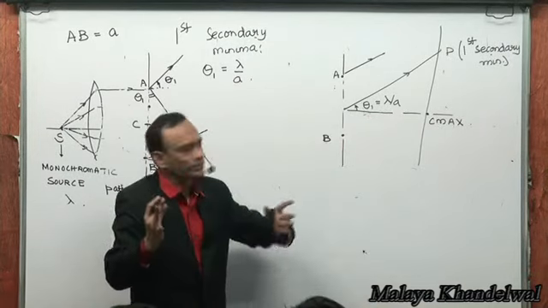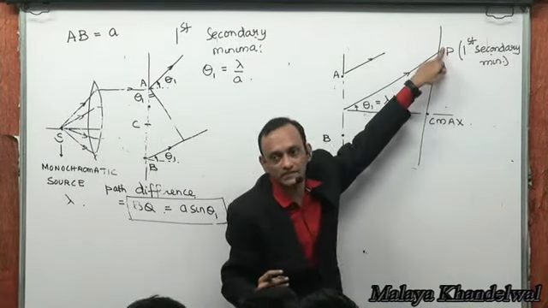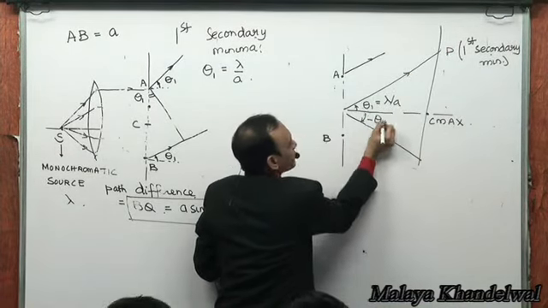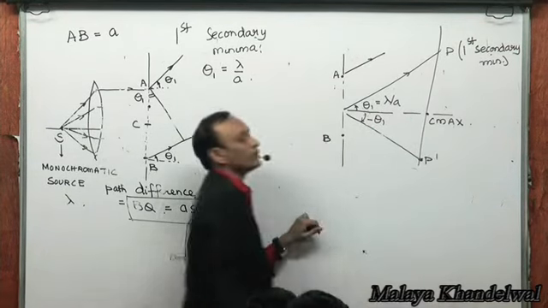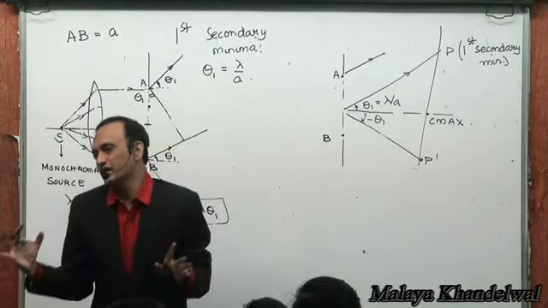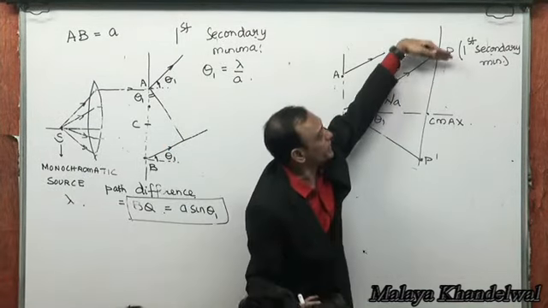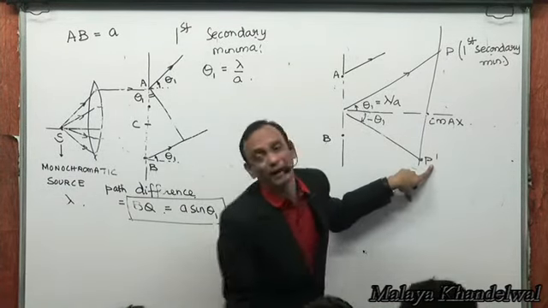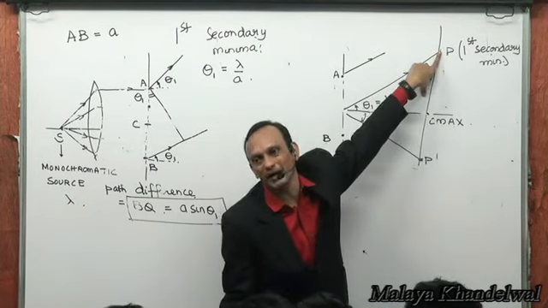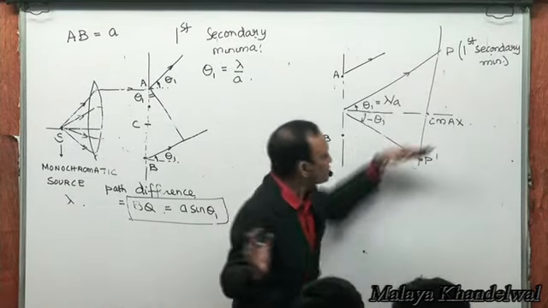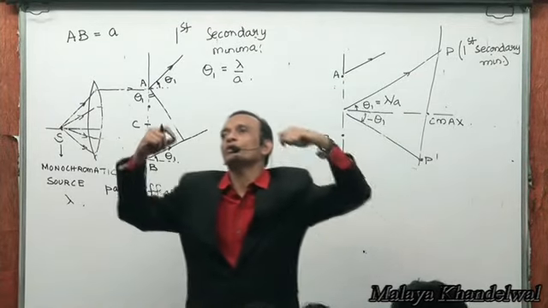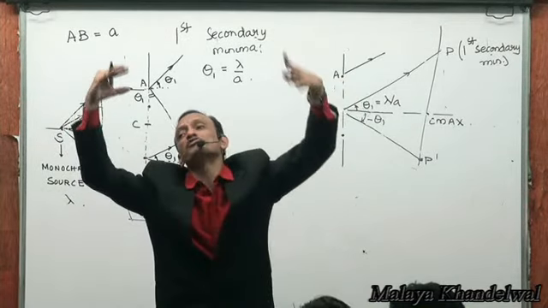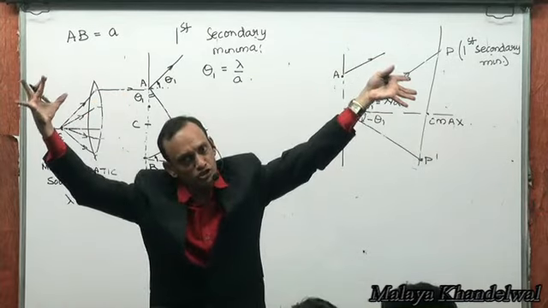Now, from symmetry, if theta 1 equal to lambda by a in this direction gives a first secondary minima, you will also have for minus theta 1 a corresponding point P prime, which is also the first secondary minima. So there are first secondary minima symmetrically located about the central maximum, right? In this case theta would be minus lambda by a, in this case plus lambda by a. These are symmetric points about the central maximum where you see the first secondary minima, the secondary minima of first order.